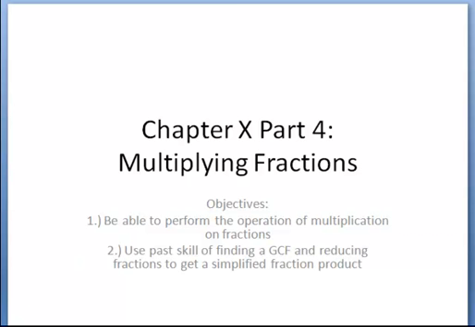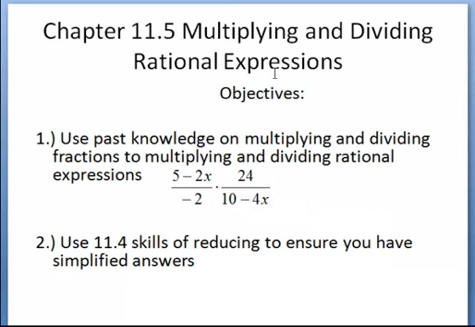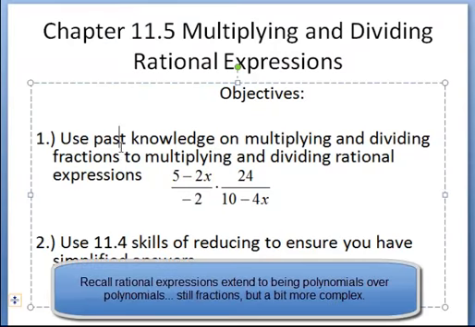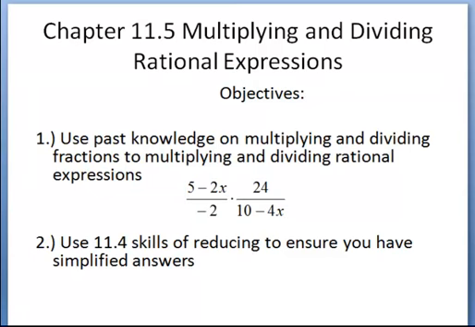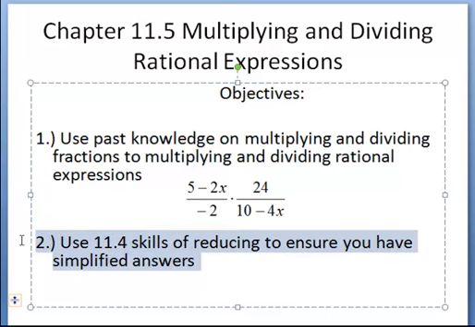So here is the chapter 11.5 actual PowerPoint now. We're going to be using past knowledge on multiplying and dividing fractions to multiply and divide rational function expressions. So we're going to be transferring this information that we had in that chapter X to these rational expressions. And this is an example of the type of problem that we're going to come across. I'm going to actually do that later on in this video. The other thing that we're also going to have to use and continue to apply is the skill that we just learned in the past section. It was simplifying and reducing these rational expressions. We're going to have to apply that to this section as well.